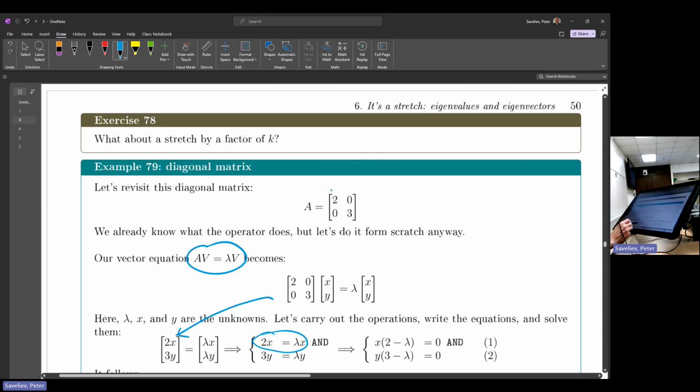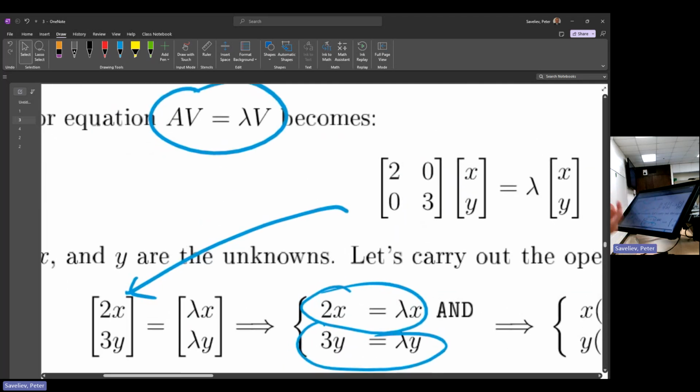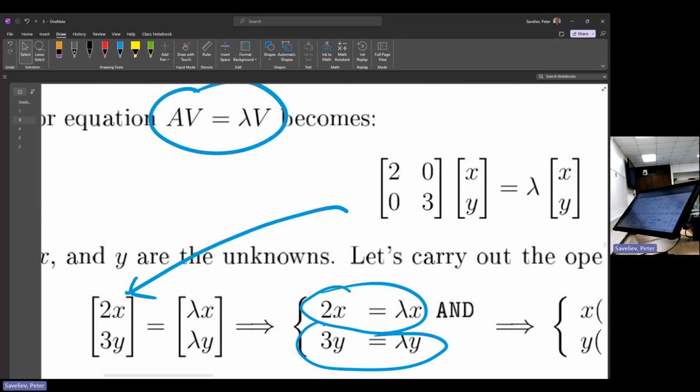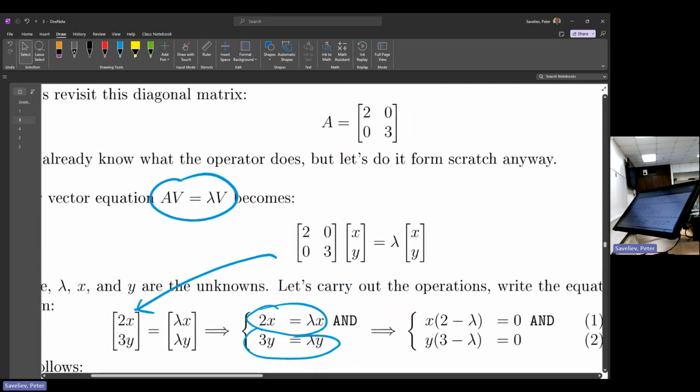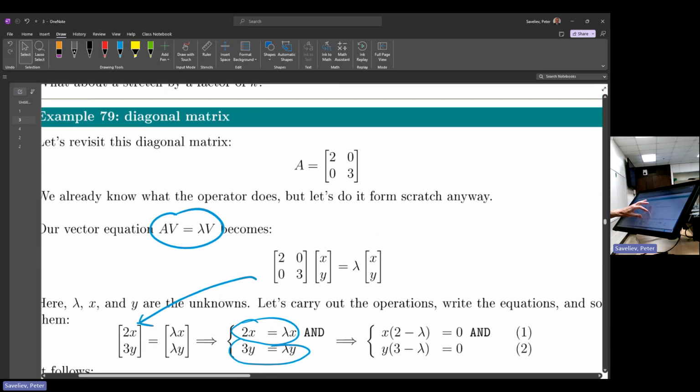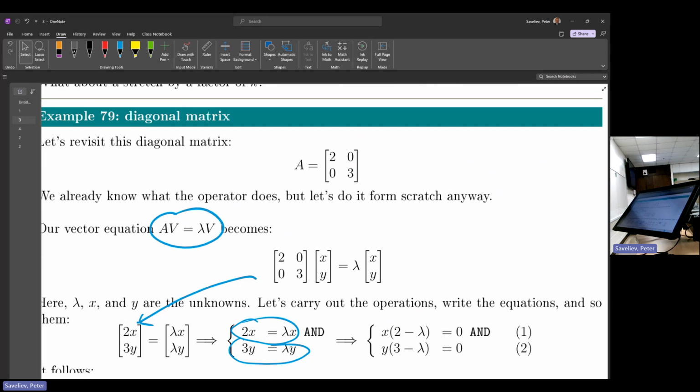2x is equal to lambda x, 3y is equal to lambda y. If you look at it, the way it looks, it is actually impossible. Right? Look at it. You could, you have 2 candidates right away. Lambda is equal to 2 or lambda equal to 3. To be careful, however, this is the way we do it. We bring everything to one side and factor. Okay, so then I have x times (2 minus lambda), and I have y times (3 minus lambda).